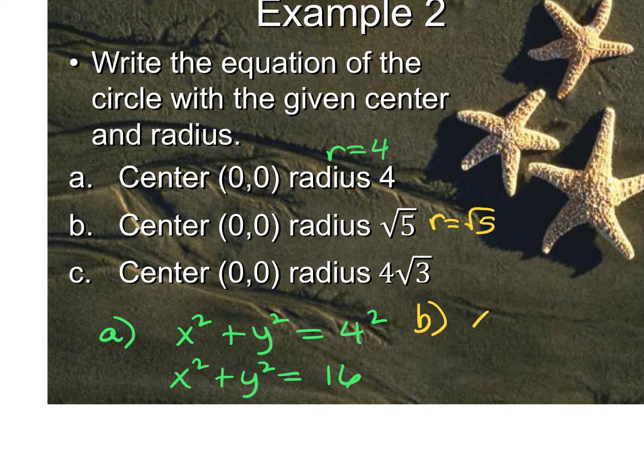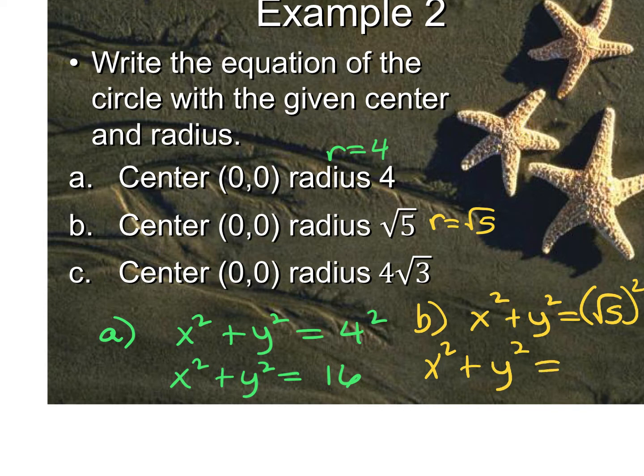So again, I'm going to plug it in. x squared plus y squared equals the square root of 5 squared. When you square a radical, it just disappears. So the standard form for example 2b is x squared plus y squared equals 5.